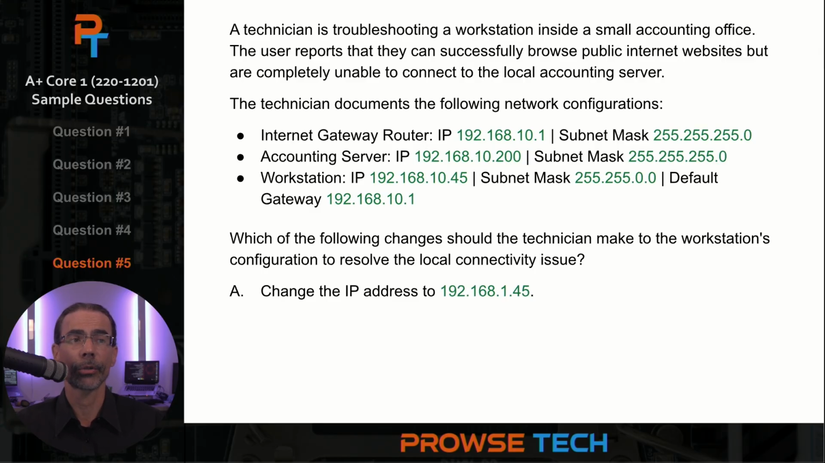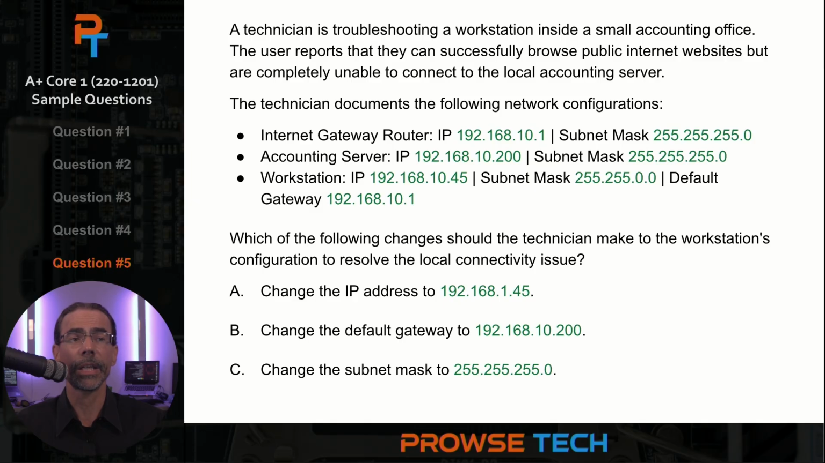A, change the IP address to 192.168.1.45. B, change the default gateway to 192.168.10.200. C, change the subnet mask to 255.255.255.0, or D, change the subnet mask to 255.0.0.0. Feel free to pause the video. Be back in 3 seconds with the answer.